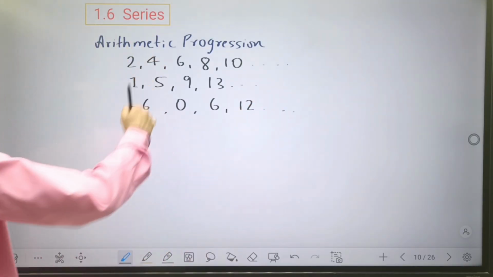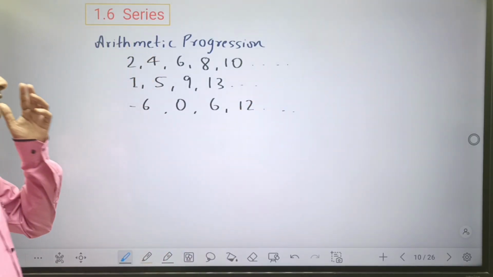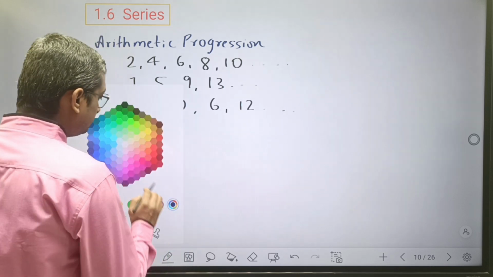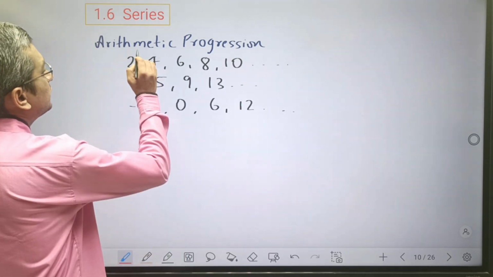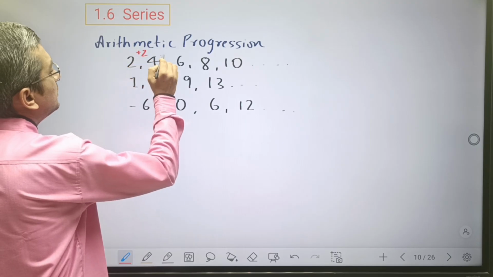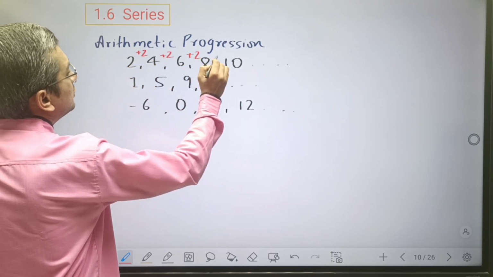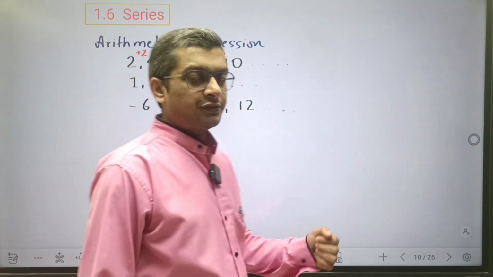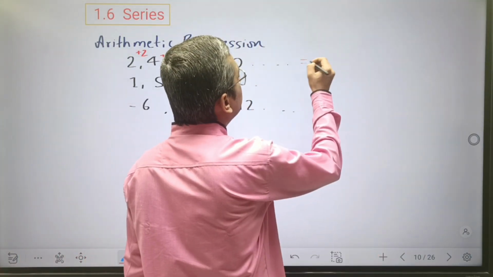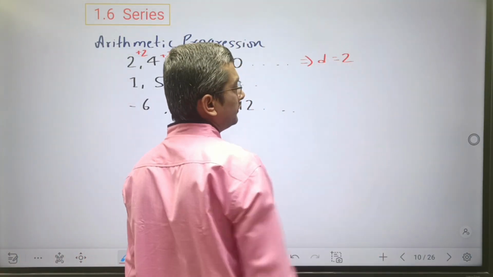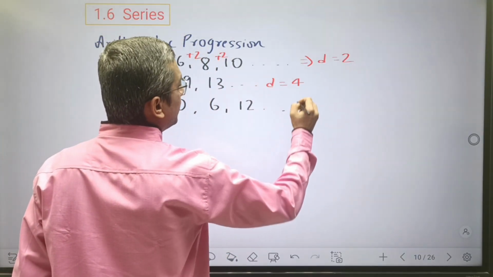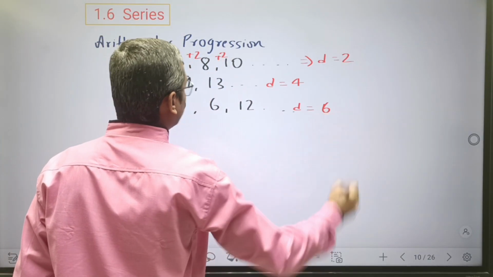So what is common in these three series? Their common difference is the same. For example, if you observe this one, here the common difference is +2, +2, +2, +2. That means you will get the next term if you add +2 to the previous term. So the common difference here is 2. Here the common difference is 4, and here the common difference is 6.